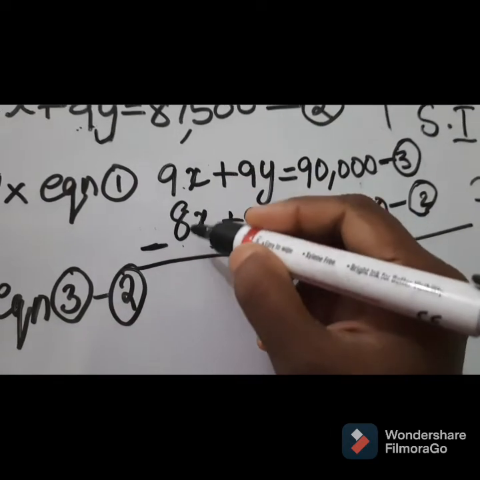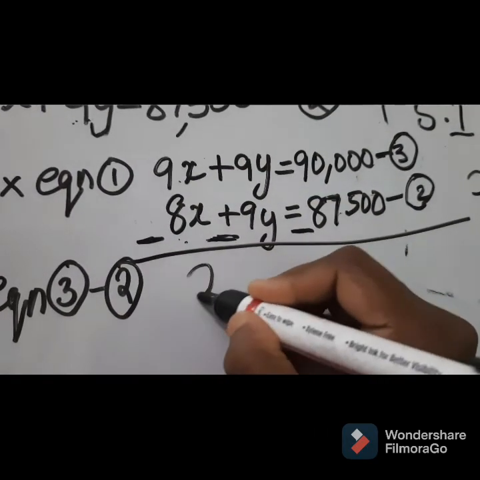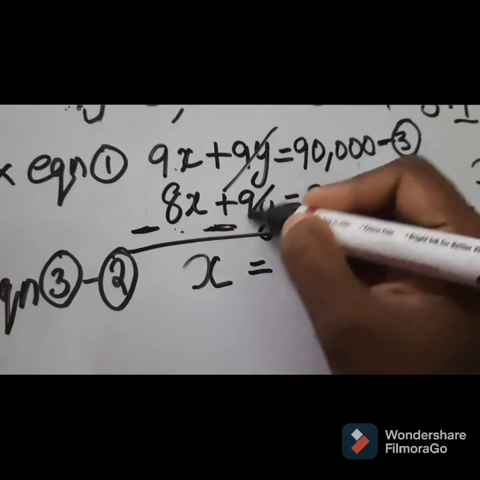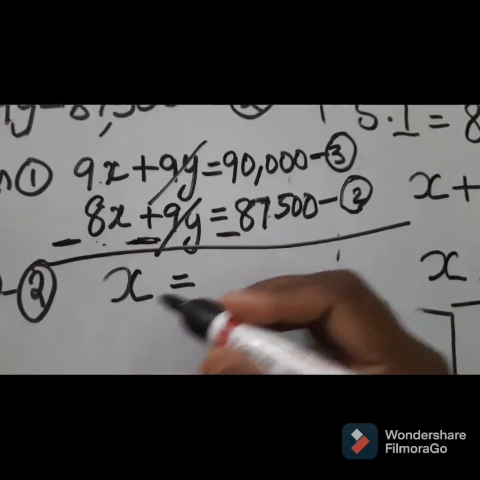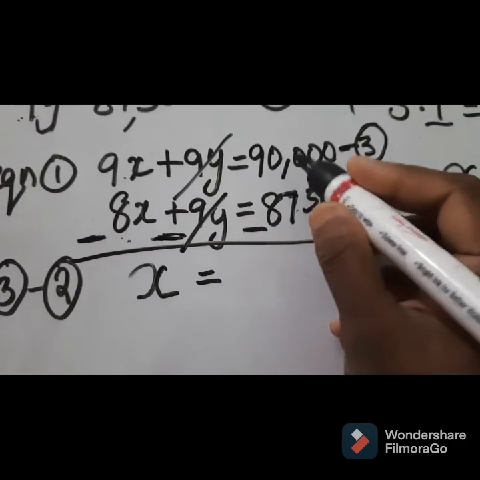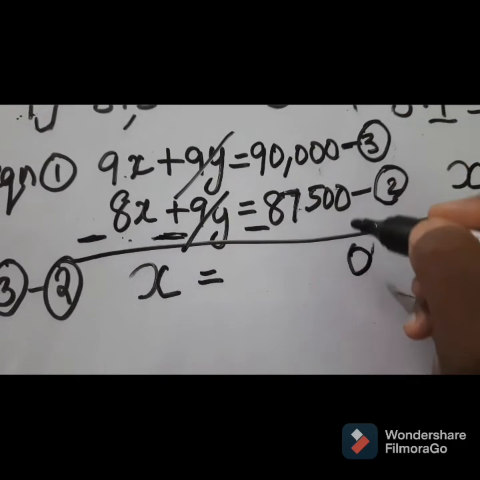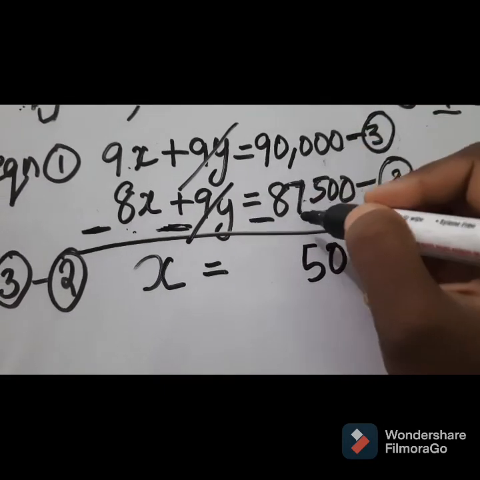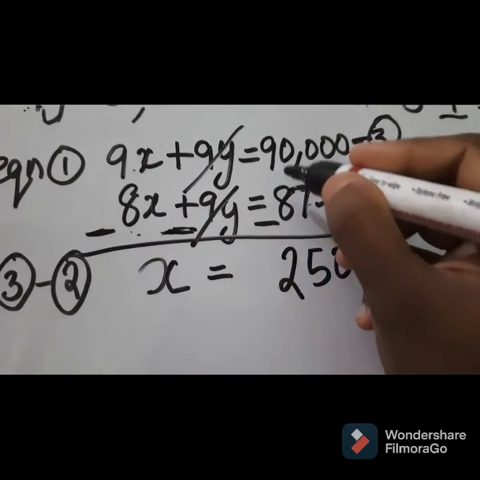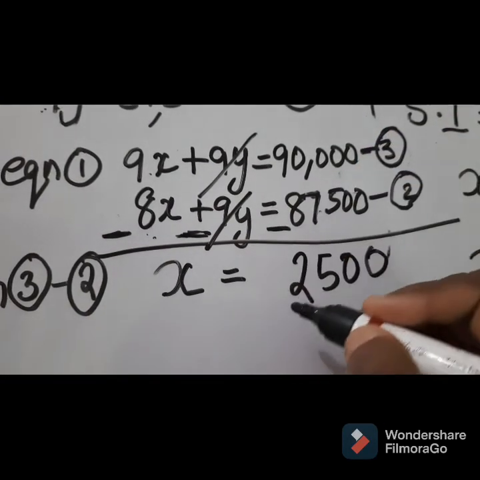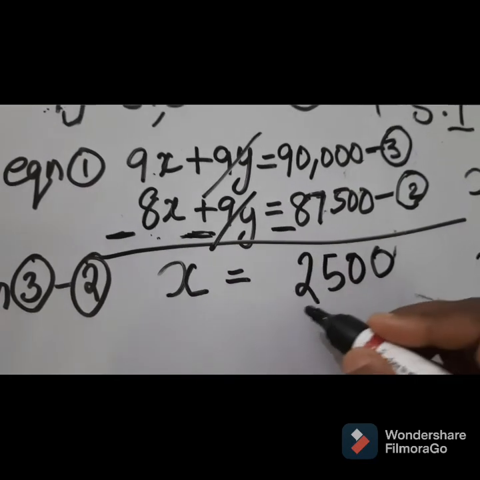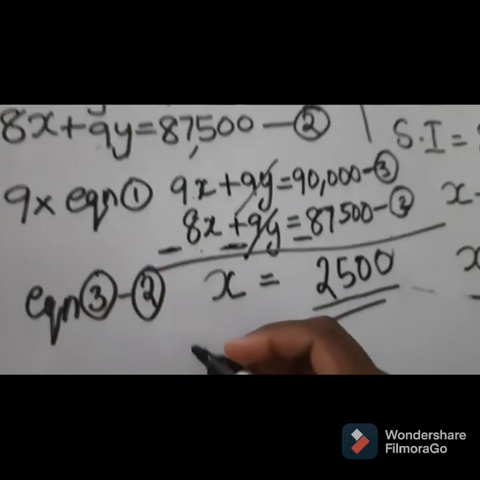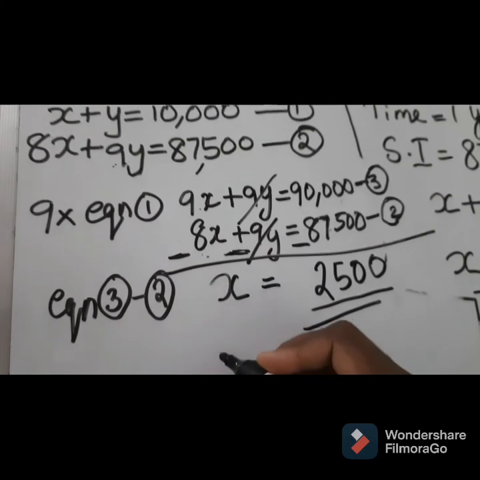Now 9X minus 8X, we will get X. X equal to, subtract, this one cancels, this cancels, 0, no need to write. Then subtract here, 0 minus 0, 0, 0. Then 10 minus 5, it is 5. So here it is 9, 9 minus 7, it is 2. Then 8 minus 8, that is 0. So X we get 2,500.